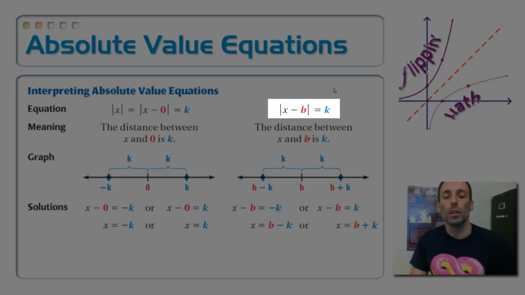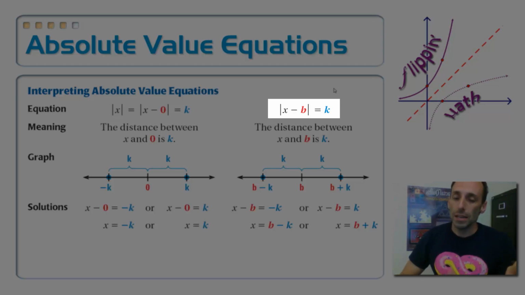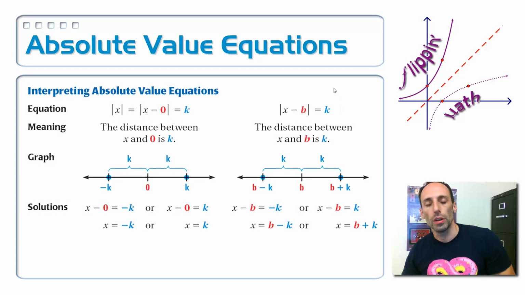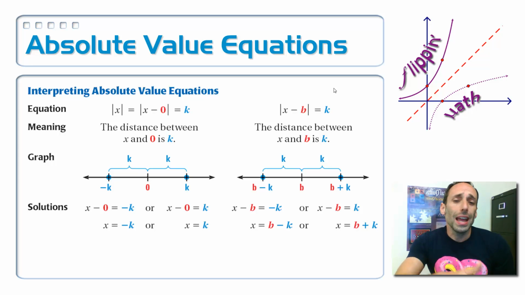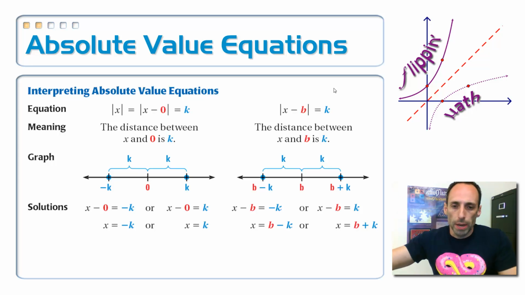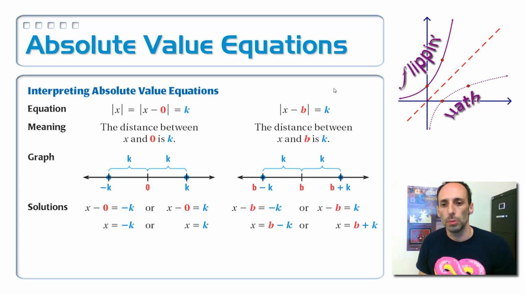So look at the equation there. It says the absolute value of x minus b. That means the distance away from b instead of the distance away from 0. And in either case it is equal to some number k. So k and b are just numbers that they made up, whatever they are. They're just showing us in general what that's supposed to mean.